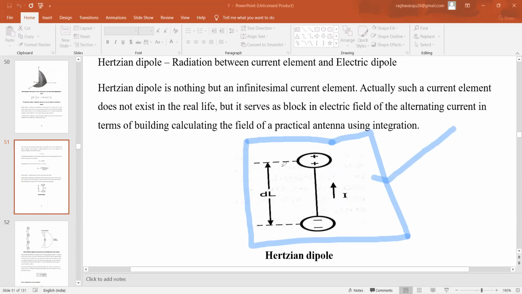Which has the element dl. So this is having the dl, and these are the currents. With this Hertzian dipole, we are able to determine the fields.